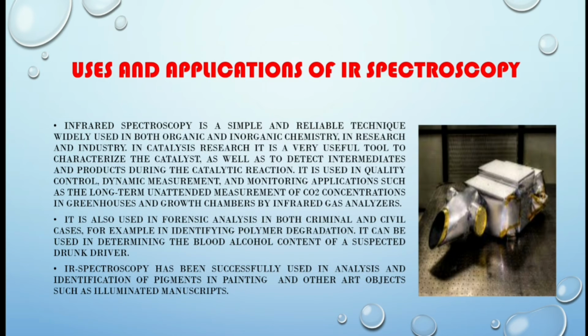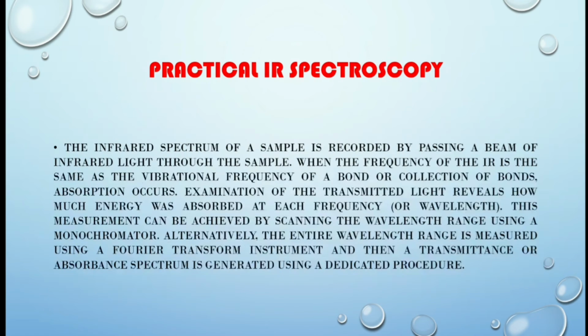IR spectroscopy has been successfully used in analysis and identification of pigments in painting and other art objects such as illuminated manuscripts. So this is all about the uses and applications of IR spectroscopy. Since it has many applications, I have mentioned only 3 in this video, although you can refer to other sources to know more uses and applications of IR spectroscopy.